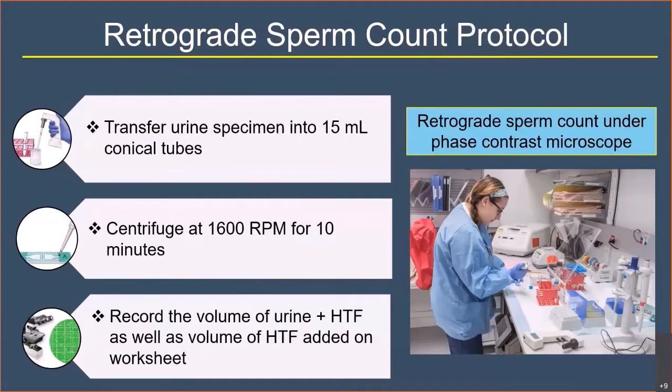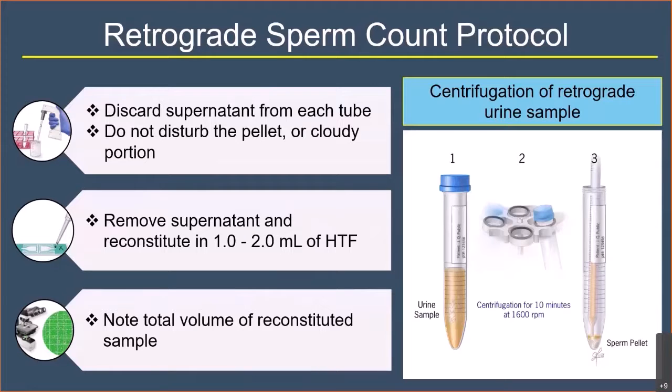So post the transfer of the urine sample into the conical tubes, these tubes are placed in a centrifuge, and then they are centrifuged at 1600 RPM for 10 minutes. The centrifugation has been done, and on the right side is the illustration with the sperm pellet at the bottom. So the supernatant is going to be aspirated, and make sure not to disturb the pellet or the cloudy portion. Once the supernatant is aspirated, the pellet is reconstituted in 1 to 2 ml of HTF. And finally, note the total volume of the reconstituted sample. So the pellet from each tube is reconstituted in fresh HTF and finally pooled together, and the total volume of the pooled sample is recorded.